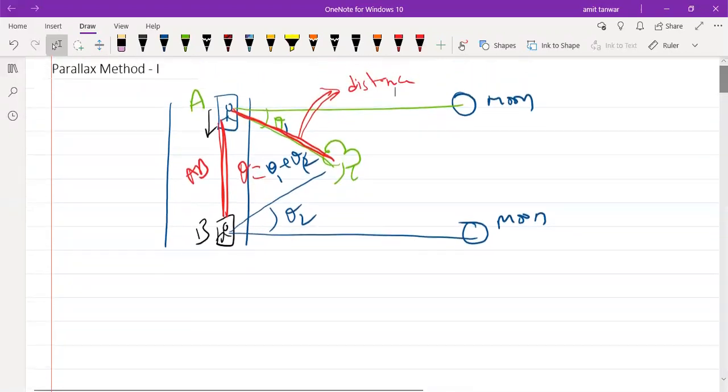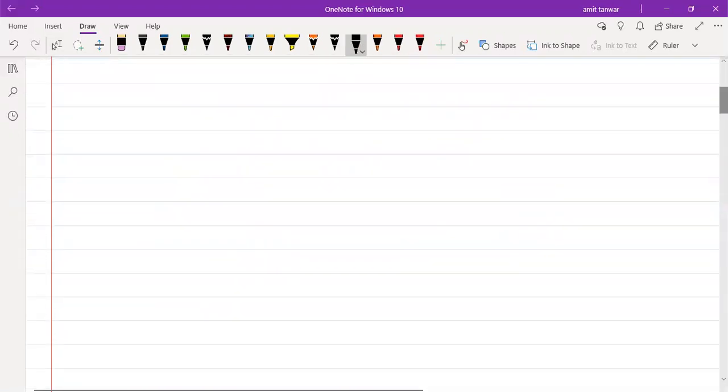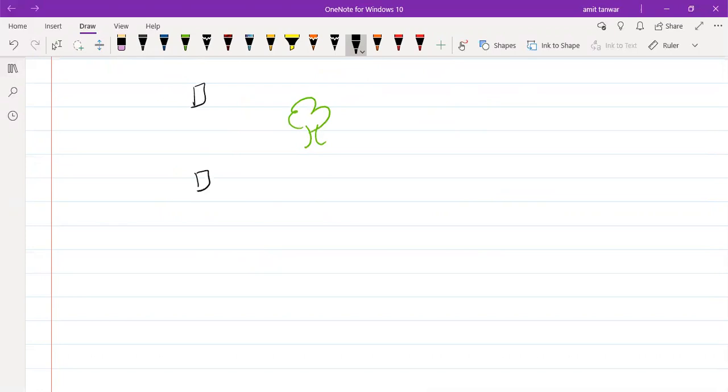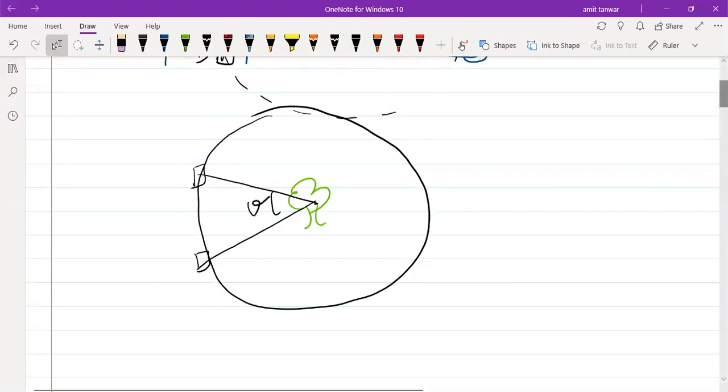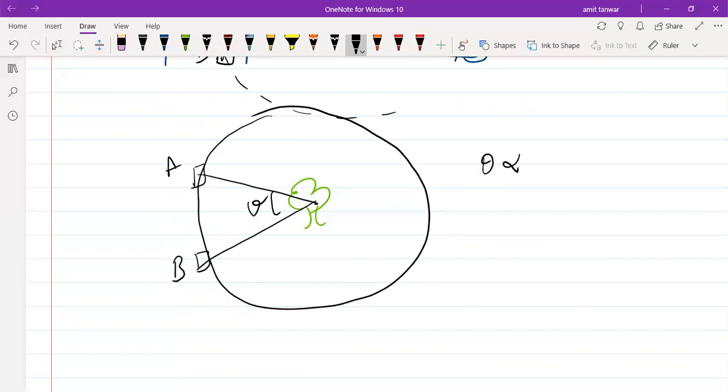If I make some construction, taking this tree as the center and draw a circle, let me redraw this diagram again. Tree at the center. Then let's say this is location A and this is location B. We can consider this as the circle with the tree as the center. This is theta, this is position A, this is position B. From elementary mathematics, I can write that theta is proportional to the arc AB. Since this arc AB is quite small, I can say that this arc AB is equal to the distance AB. Let's say this distance is termed as the baseline.